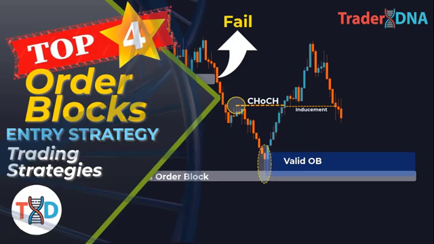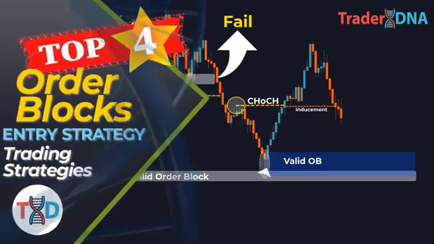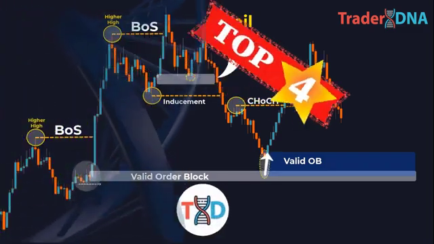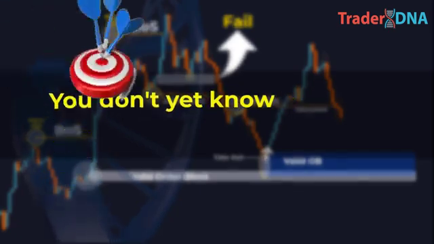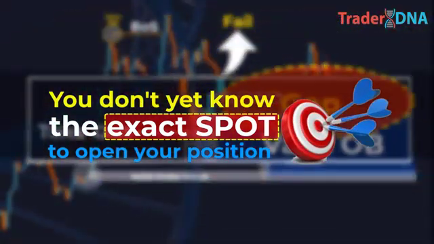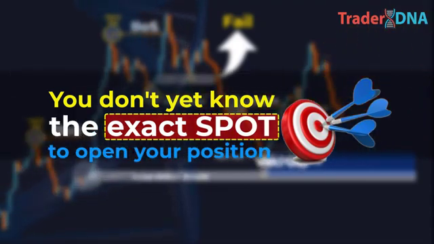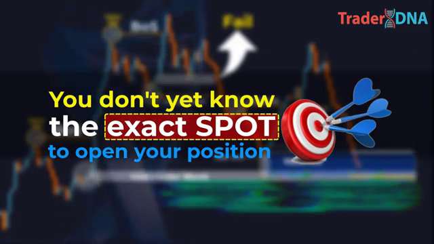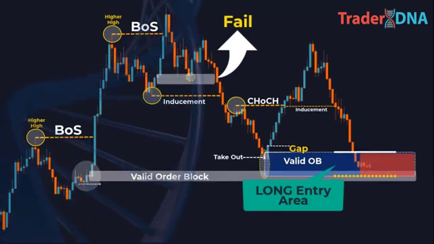If you can spot order blocks but still find yourself losing trades, the issue might not be with the order blocks themselves. Instead, it's likely because you don't yet know the exact spots to open your positions within your order block trading strategy. This is where most traders stumble. Figuring out the right entry points from the order block patterns can feel like trying to decode a cryptic map. That's why in today's episode, we're diving deep into the solutions.